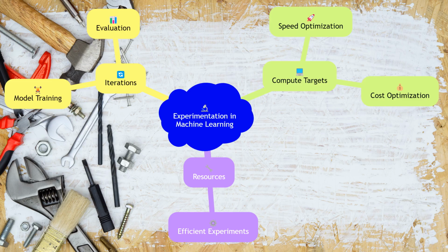Experimentation is a critical phase in machine learning, involving multiple iterations of model training and evaluation. Compute targets play a crucial role in this phase by providing the necessary resources to run experiments efficiently. You can use different compute targets for different stages of experimentation, optimizing for speed and cost.